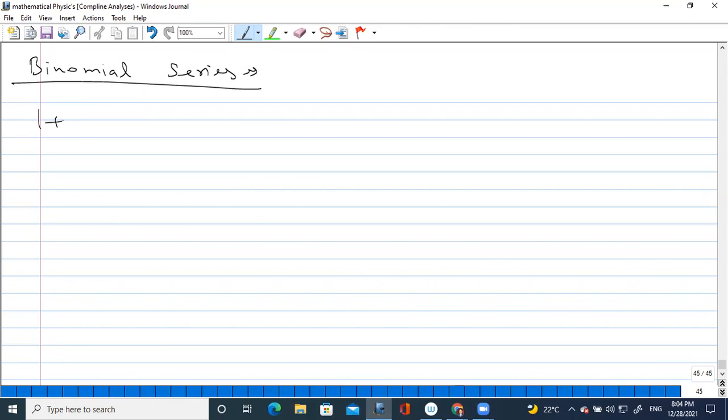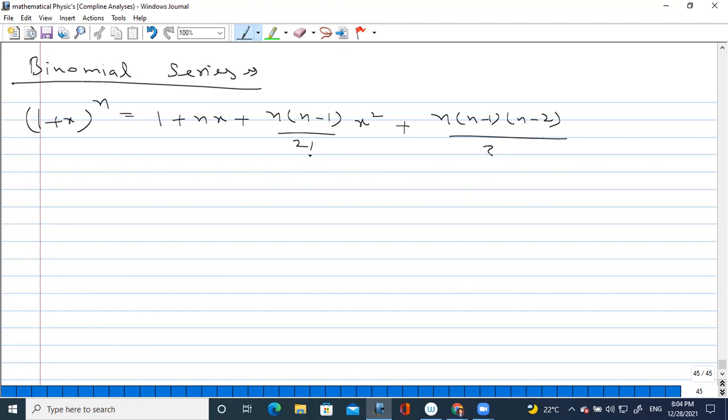There is one formula, which will be mostly used. Suppose it is (1 + x)^n. That will be 1 + nx + n(n-1)/factorial 2 x² + n(n-1)(n-2)/factorial 3 x³. So like this it will go.